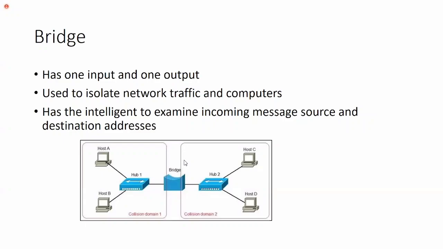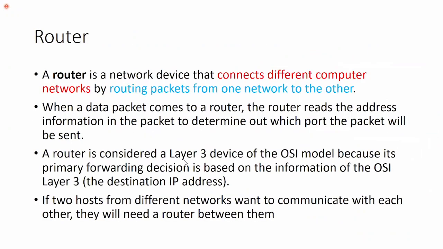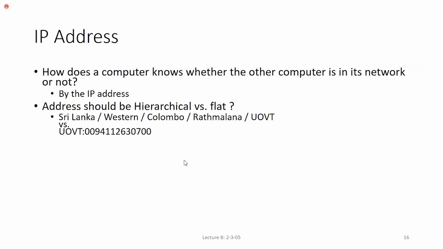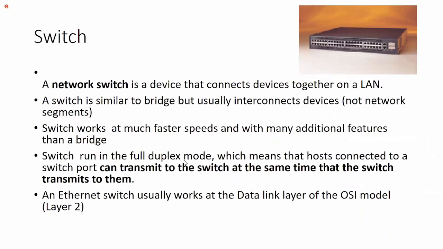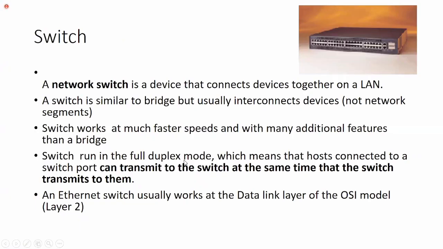Okay. I think that day we discussed up to the router and finished, right? So we have to start from IP address. We have now discussed most of the devices. We started from a modem, then the repeater, hub, bridge, switch, and router. So now you know the basic operation of all the different devices. Now we have to discuss a little bit about IP address.